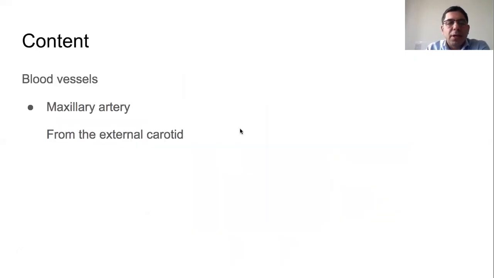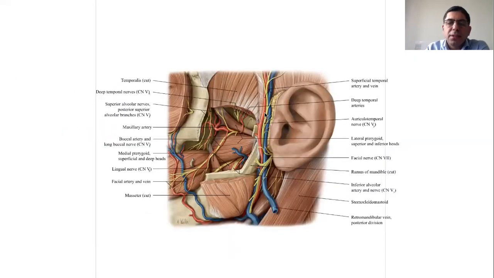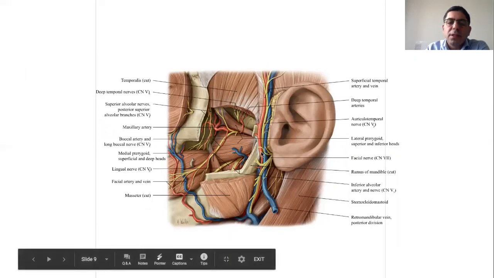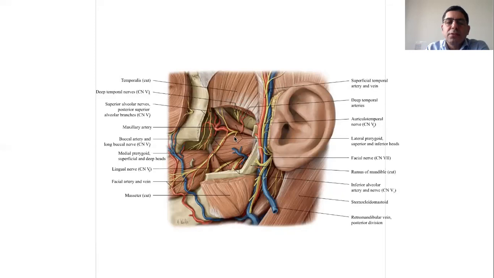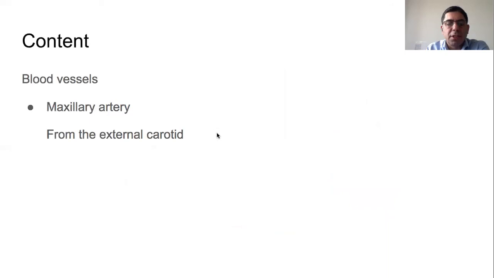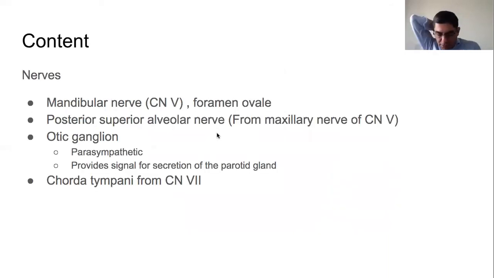So what's in there as well? There is the maxillary artery, and it comes from the external carotid. There's the carotid, and then the maxillary artery going into the space. It's an important artery. We'll discuss the maxillary artery in detail in a different lecture.